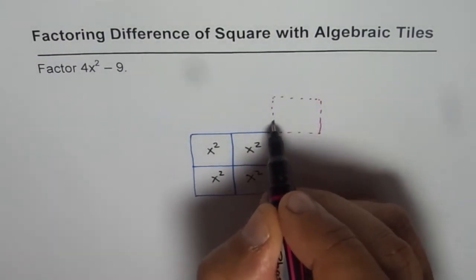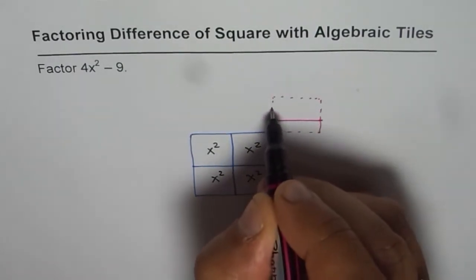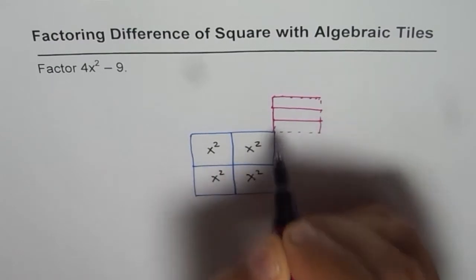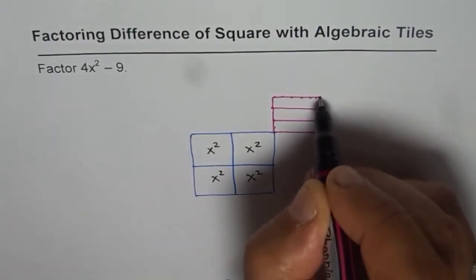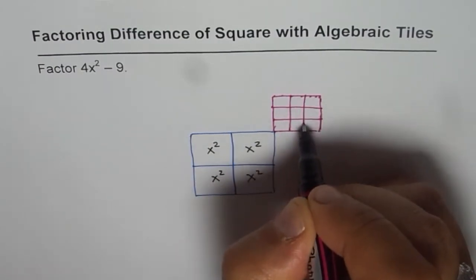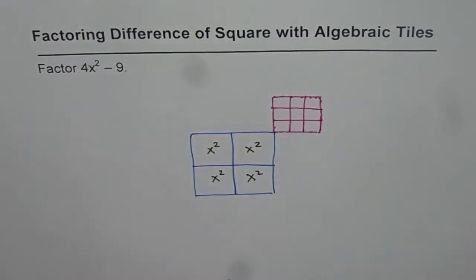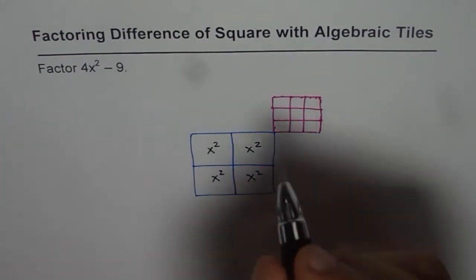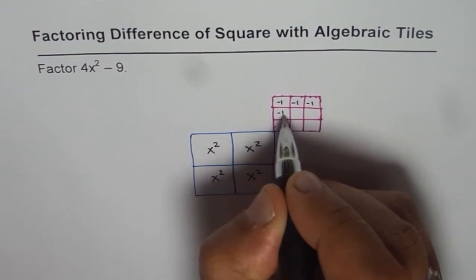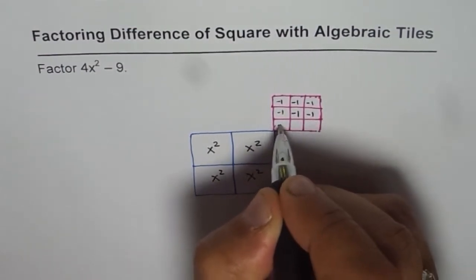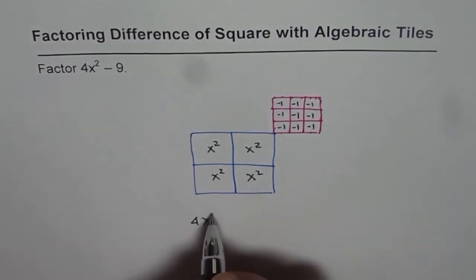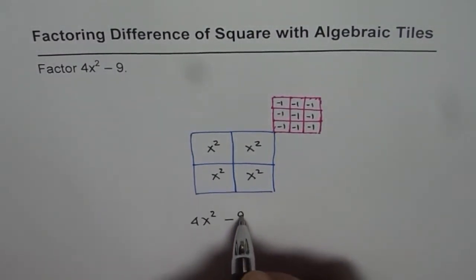So let's divide this into 3 by 3. So we have this minus 9. Do you see that? That is how we can draw our tiles. Make a square and divide it into 9 equal parts. Each tile is minus 1, so that gives us minus 9. So what we have done here is placed 4x squared minus 9, right?